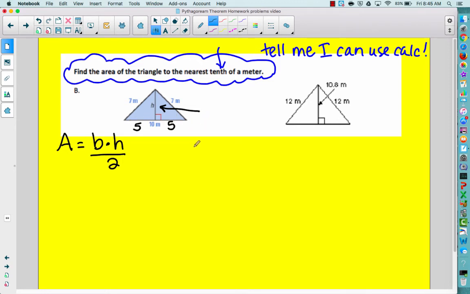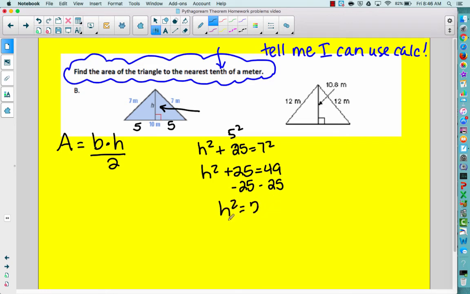So the first thing I'm going to do is split the base in half and make it 5 and 5. I'm going to do the Pythagorean theorem, so h squared plus 5 squared, which is 25, equals 7 squared. So h squared plus 25 equals 49. Subtract 25 from both sides, and I get h squared equals 24. I take the square root of both sides, and I get h equals, I'm going to practice simplifying first.